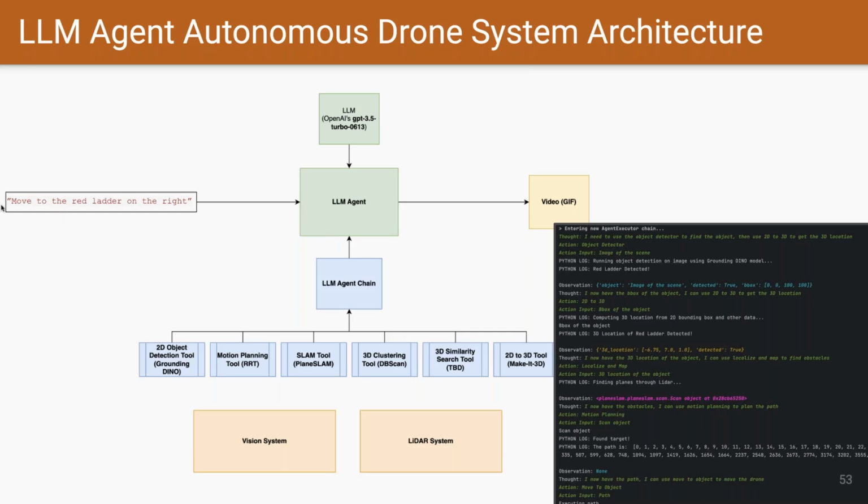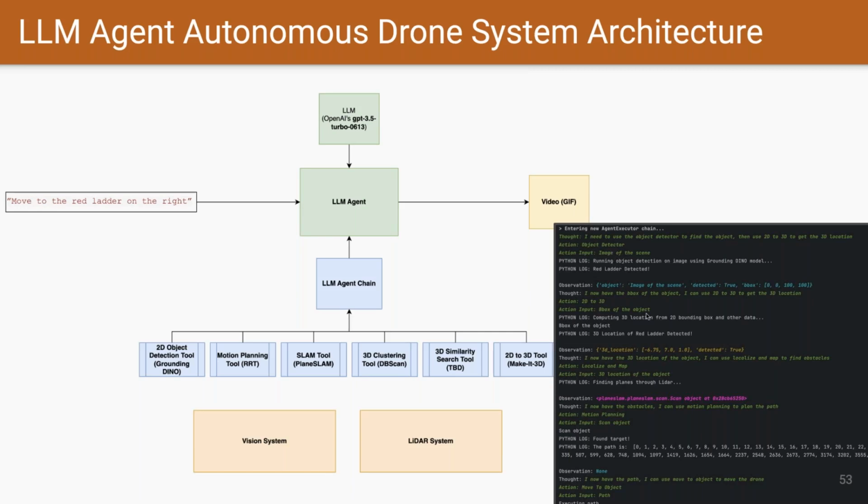So we ask the LLM agent, move to the red ladder on the right. So we are asking the drone system to move to the red ladder on the right. The first thing it says is, I need to use the object detector to find the object. Then use 2D to 3D to identify the 3D location. So it goes ahead, runs the 3D object detection. It identifies where the red ladder is.